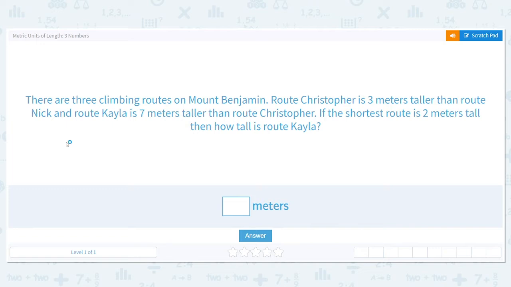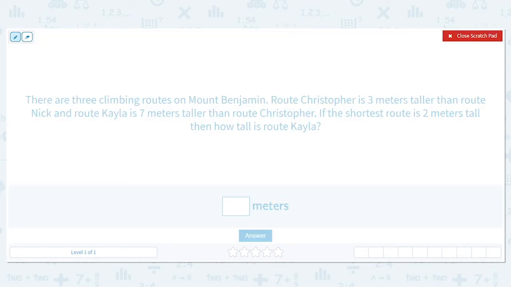Okay, there are 3 climbing routes on Mount Benjamin. Route Christopher is 3 meters tall. Route Christopher is 3 meters taller than Route Nick, and Route Kayla is 7 meters taller than Route Christopher. If the shortest route is 2 meters tall, then how tall is Route Kayla? That's a lot of information. So let's organize what we have.